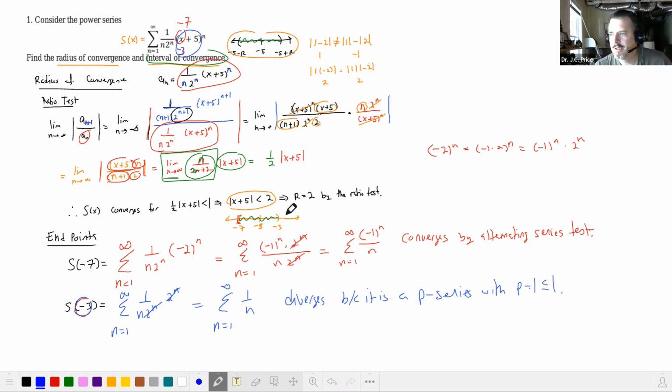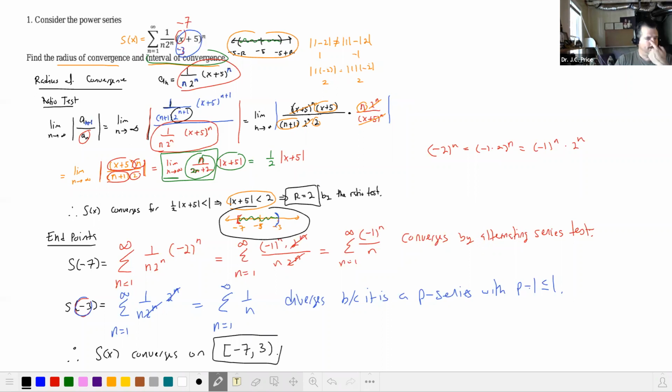Which means up here on my picture, I'm going to keep that a parenthesis. So therefore, what do I know? Therefore, S of x converges on what? -7 with a square bracket on it, up to 3. I'm just looking at my picture here. I drew down there, up to 3 with a parenthesis, and that's it. Here's my interval of convergence, right? So radius of convergence was 2. Interval of convergence was -7, comma 3.